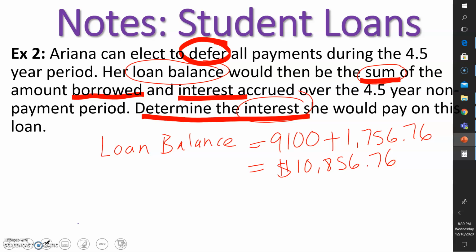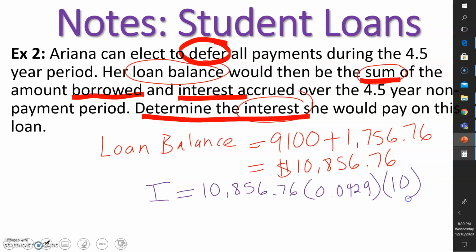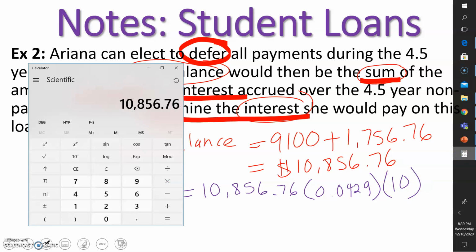So let's do our interest formula again. So I is equal to PRT. Our new balance, our new principal, is $10,856.76 times our rate, which was 0.0429, times the time. At this point, she now has 10 years to pay back this loan. So we're going to put 10, and then we're going to calculate. So times 0.0429 times 10 years.